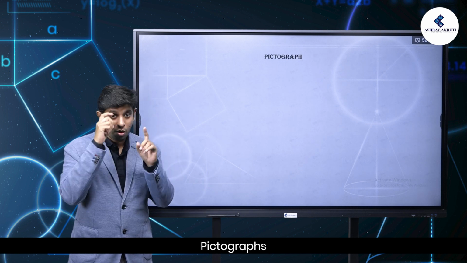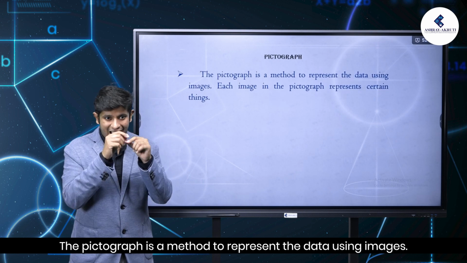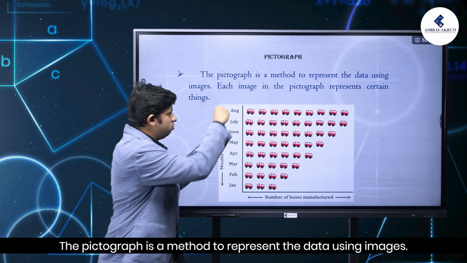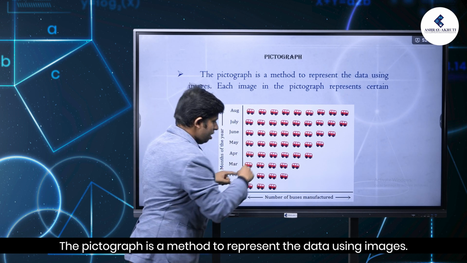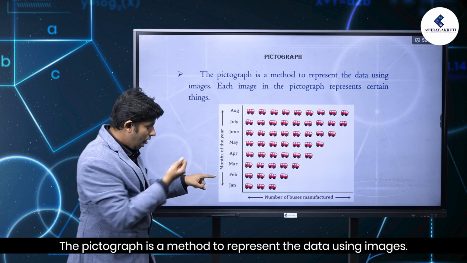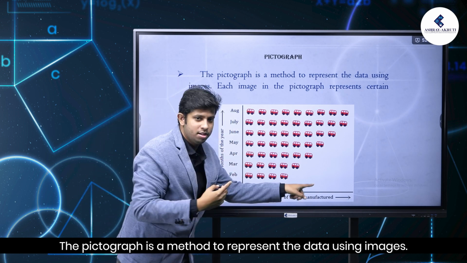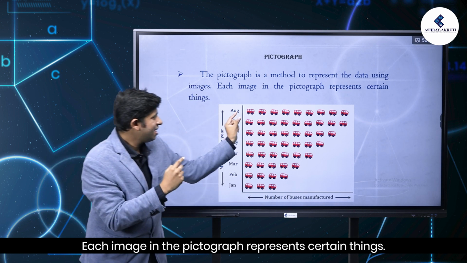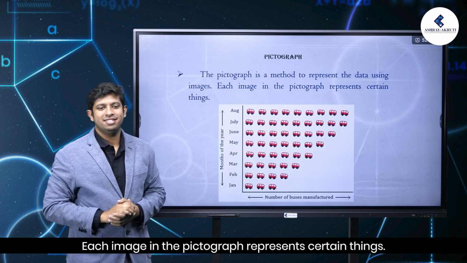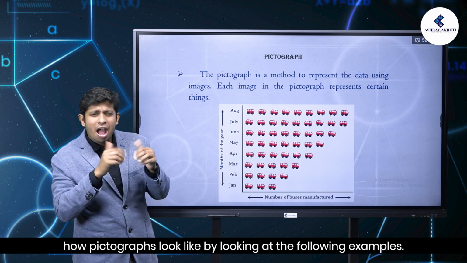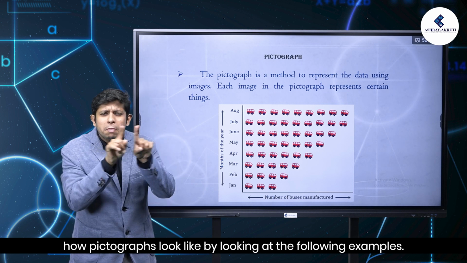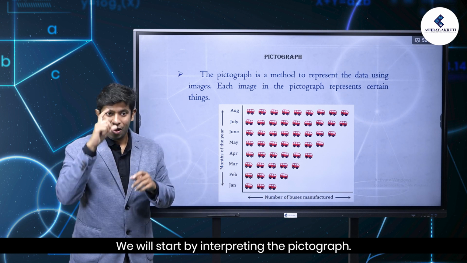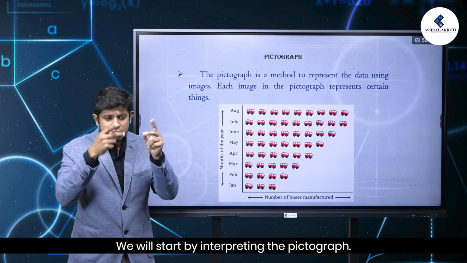Pictographs. A pictograph is a method to represent data using images. Each image in the pictograph represents certain things. Now let us understand how pictographs look by looking at the following examples. We will start by interpreting the pictograph.